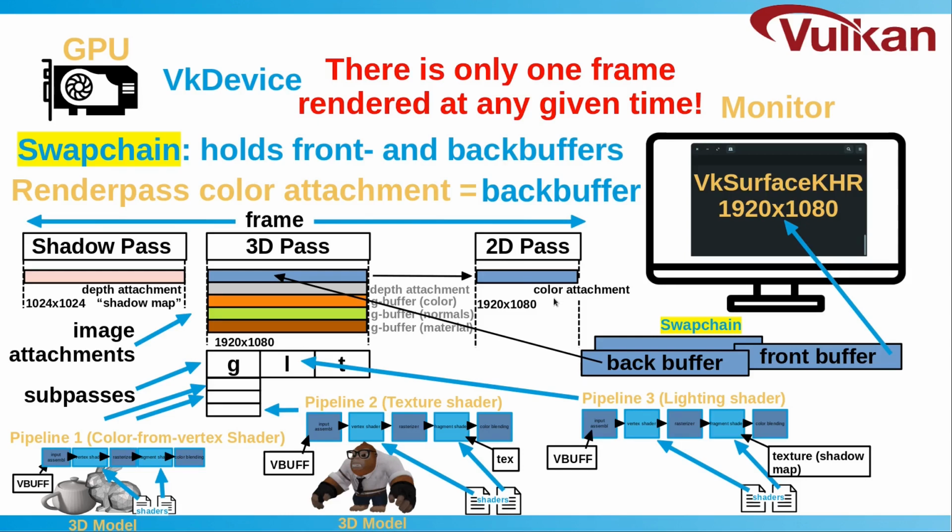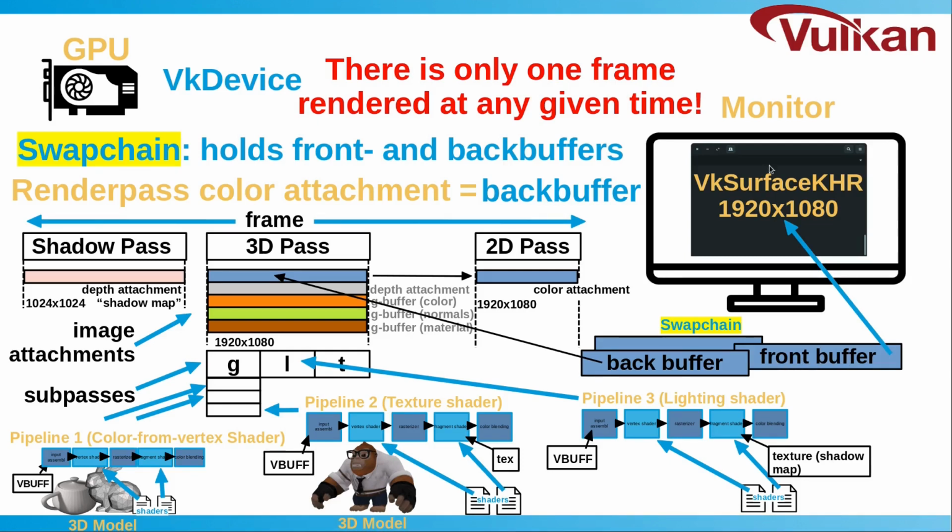The color attachment we get from a swap chain. Now we said the monitor has a certain refresh rate. So with every VSync, we provide a new buffer to the monitor, which is called a front buffer.